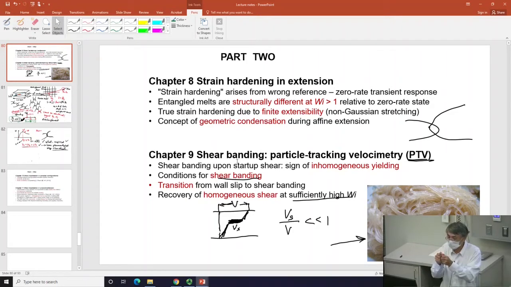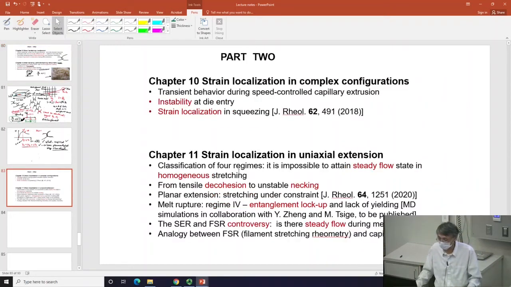Extension is a totally different way of shape changing, of deforming, and also typically involves a different community of people. So the clear separation is useful to have. So in any event, this is chapter 10 that we are going to go through.